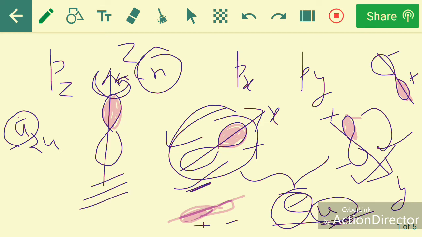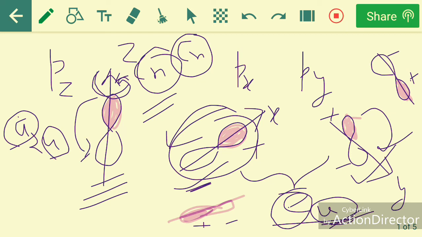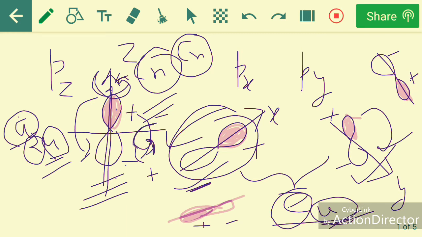A means singly degenerate, and the wave function will not change when we rotate this orbital along the Cn axis, that is the principal axis. So now what is the meaning of u? Again, if we invert this orbital, we will get a changed wave function sign, this plus, this minus. After inversion, this will become plus and this will become minus. So there is a change in wave function sign, or if we go from here to here, the change in sign will be observed from minus to plus. So this is u. And what is 2? 2 means if we rotate this orbital along the C2 axis, through the center of the atom, then again the sign will change. So this positive will become negative and negative will become positive. So this can be represented by 2.